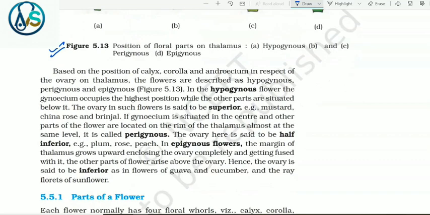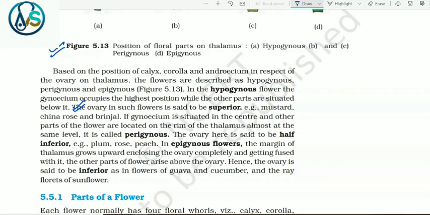Based on the position of calyx, corolla and androecium in respect of the ovary on thalamus, the flowers are described as hypogynous, perigynous and epigynous, that I already told you in figure 5.13. In the hypogynous flower, the gynoecium occupies the highest position while the other parts are situated below it. The ovary in such flowers is said to be superior. Example: mustard, china rose and brinjal.